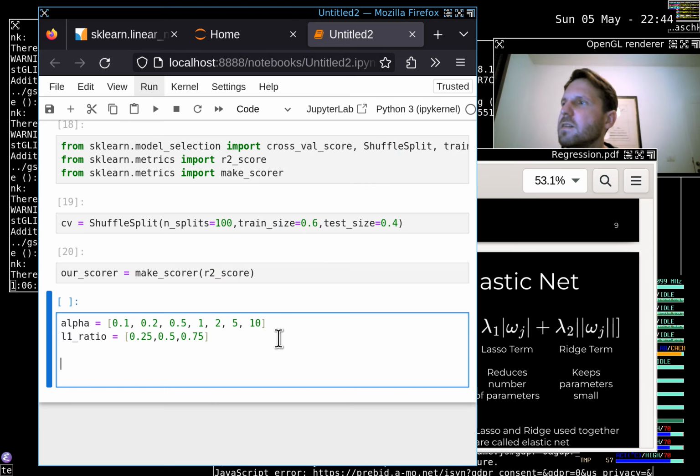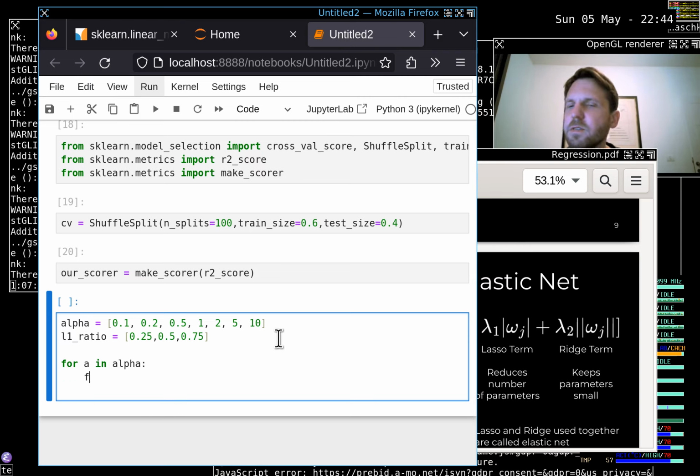And then we want to loop over all of this, so let's build a double loop. This is kind of a grid search problem. So we want to find good alpha values and good L1 ratios.